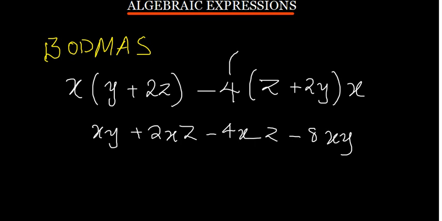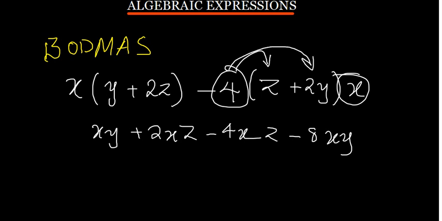So you just multiply this 4 with z and then also with x. This x and the 4, they are both outside the brackets, meaning that they are together. Okay, so it is just the same as 4x. So you get this 4x, you multiply by z, and then you get the same 4x, you multiply by 2y. That is what we are doing. Okay, is that okay?